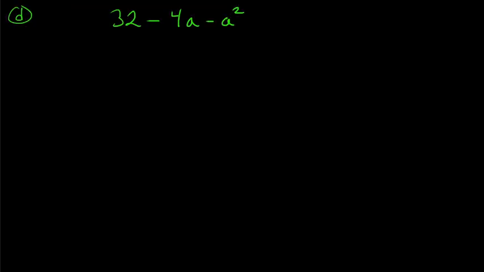Part D, 32 minus 4a minus a squared. Okay, so GCF, right? GCF looks like it's 1 again. Okay, so there's nothing we can factor out of all 3 of these. But it might look backwards to you, right? It looks like the a squared should come in front. So you can do that. You can always change the order. So I'll write this as negative a squared minus 4a plus 32. You don't have to, but this is how I prefer to write it.